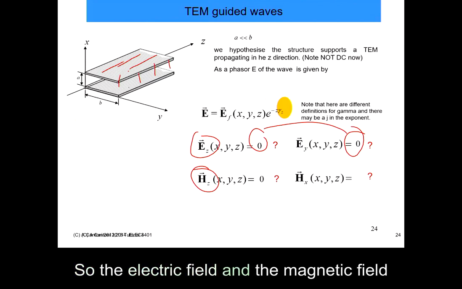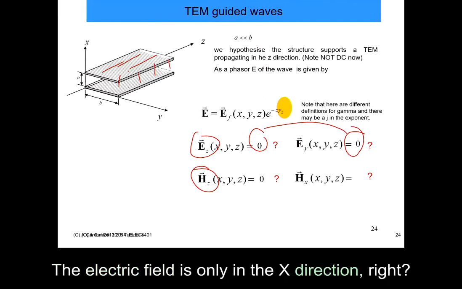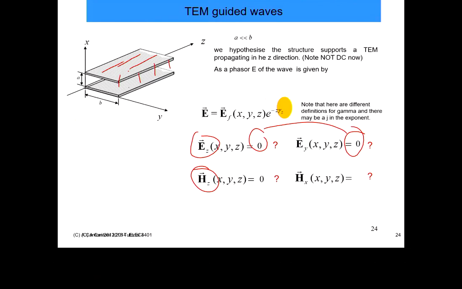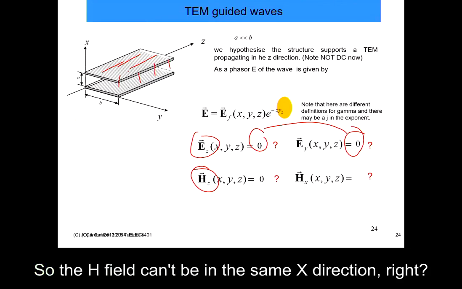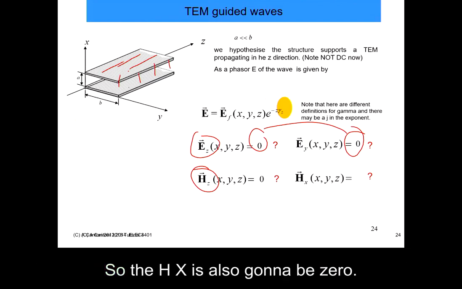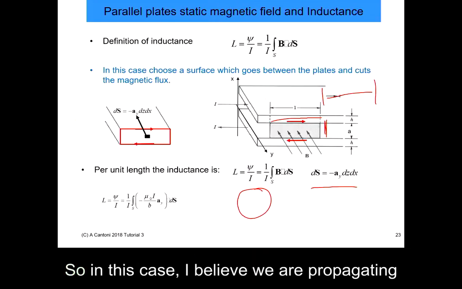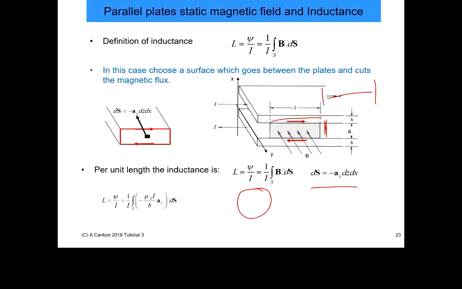So the electric field and the magnetic field are orthogonal to each other, right? And they can't be in the direction of propagation, right? So it can't be in the z direction because that's the propagation. The electric field is only in the x direction, right? Because it's between the two plates. So the H field can't be in the same x direction, right? Because if it was in the same x direction, they wouldn't be orthogonal. So the H_x is also going to be 0. So in this case, I believe we are propagating in the z direction as well.